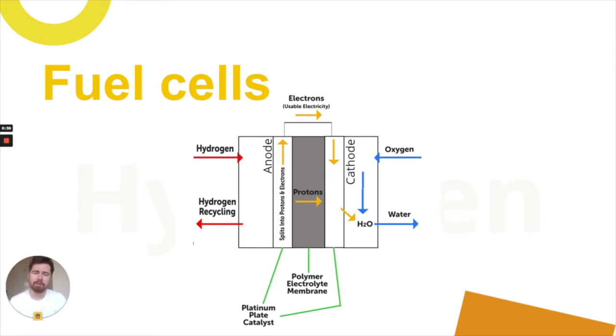And then the electrons combine with the oxygen at the cathode, reducing oxygen to oxide, or O2 minus. And because the protons have come through the membrane, they can combine with O2 minus to give us water, H2O, as a byproduct.